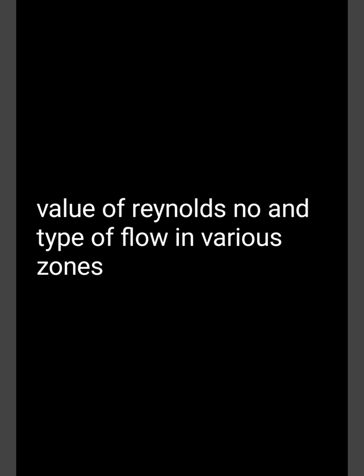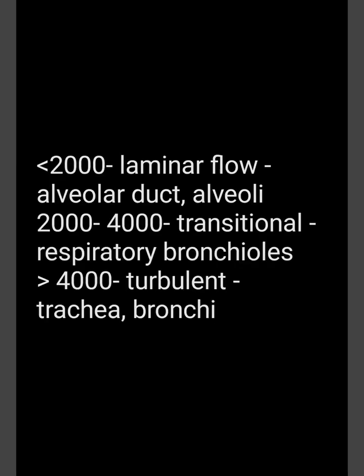Value of Reynolds number and type of flow in various zones: less than 2000, laminar flow, alveolar duct, alveoli. 2000 to 4000, transitional, respiratory bronchioles. Greater than 4000, turbulent, trachea, bronchi.